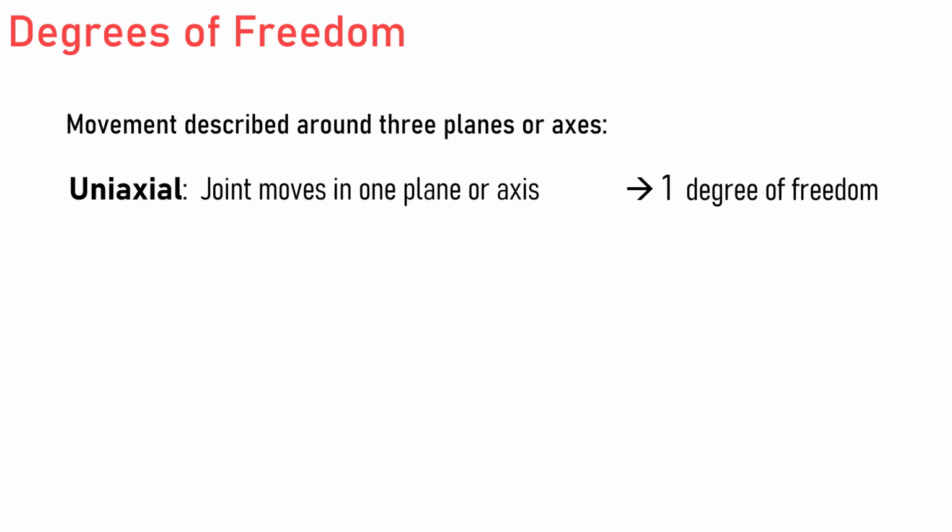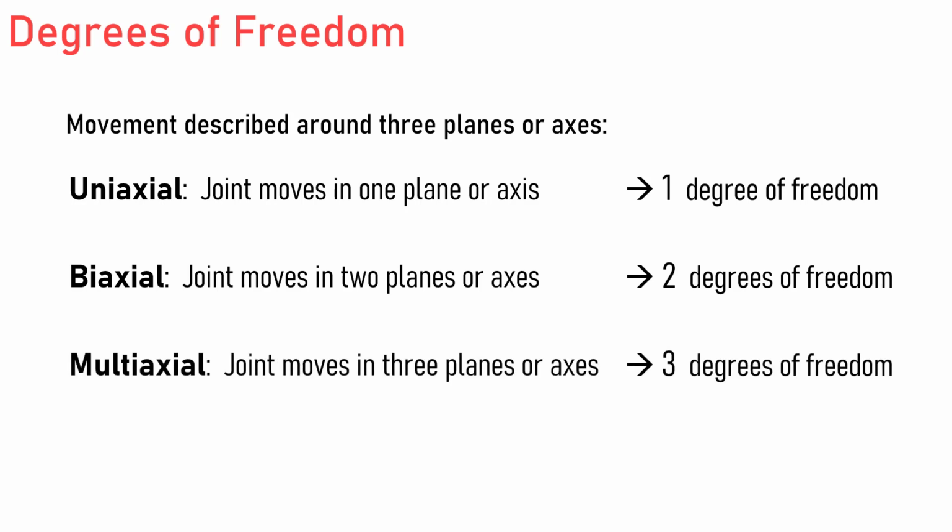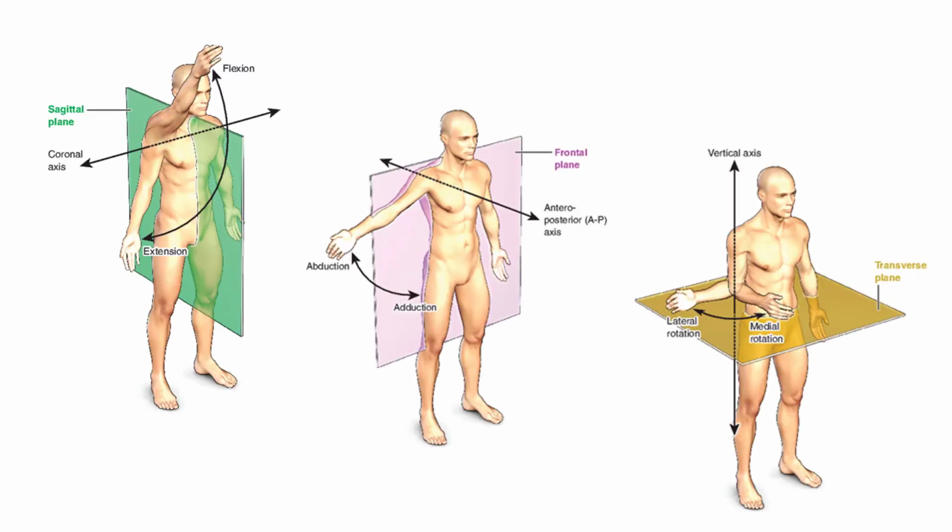You can have 2 degrees of freedom, so that's a biaxial joint. That's a joint that moves in 2 planes or axes. And then you have a multi-axial or triaxial joint, which is the most you can have. A joint moves in 3 planes or axes, and that's 3 degrees of freedom. And these degrees of freedom are referring to the planes of movement that we've already learned. So sagittal plane, frontal plane, transverse plane.